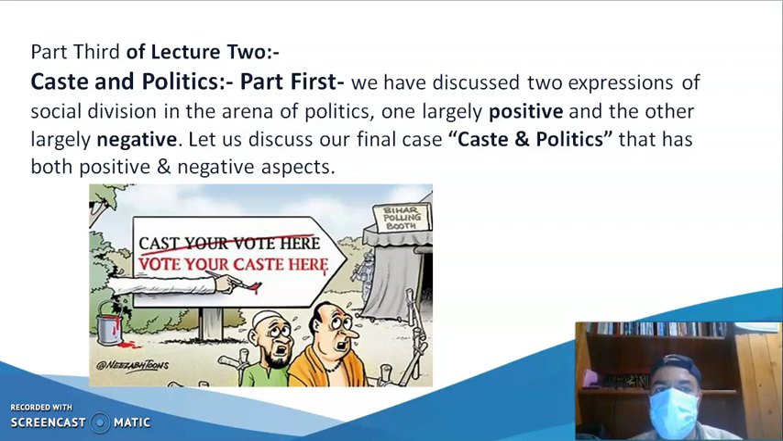Let's get started. Part 3rd of Lecture 2, Caste and Politics. Part 1st. We have discussed two expressions of social division in the arena of politics, one largely positive and the other largely negative. Let's discuss our final case, caste and politics, that has both positive and negative aspects. There is one cartoon which depicts the social setup in India. It shows a signboard in which it is written, cast your vote here, vote your caste here. So understand this carefully.